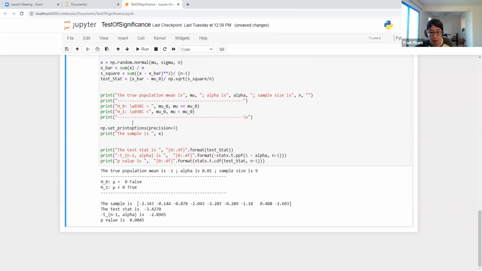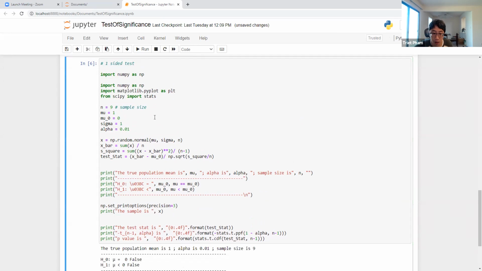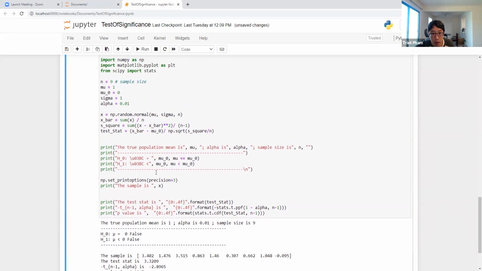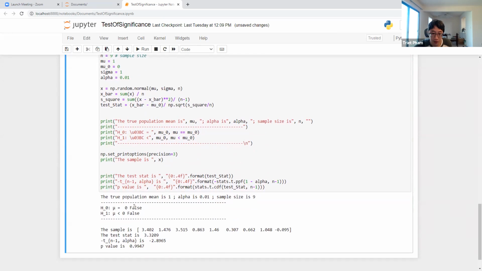Now again, let's show you what happens if the true mean is 1. Anyway, I guess you see this is kind of weird. If the true mean is 1, then the alternative is actually false. But this is exactly where, in the test of significance, they say that you either reject the null or you hold your judgment.